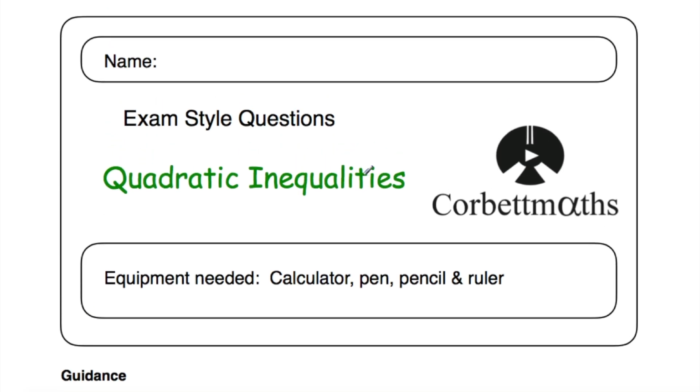But this set of practice questions, I really hope you found them useful. With quadratic inequalities, one of the things that I would always recommend to students is make sure you're doing those sketches, because it really helps you find which values of x would satisfy the inequality.